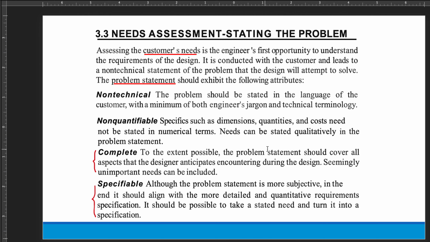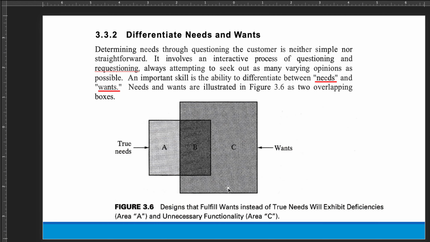The problem statement should cover all the aspects that the designer anticipates encountering during the design. It also should be specifiable. Although the problem statement is more subjective, in the end it should align with a more detailed and quantitative requirement specification. Basically, this will lead into that requirement specification.